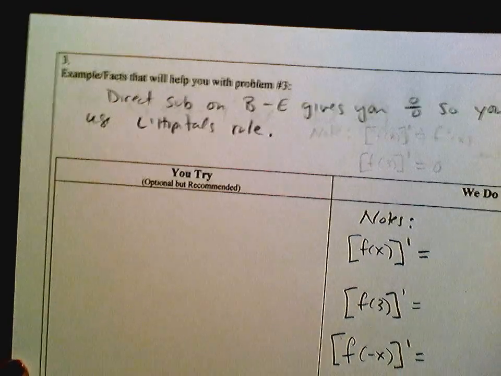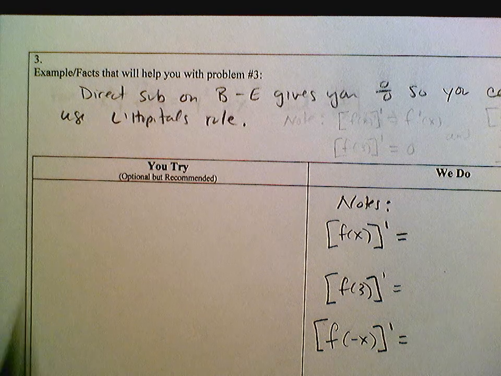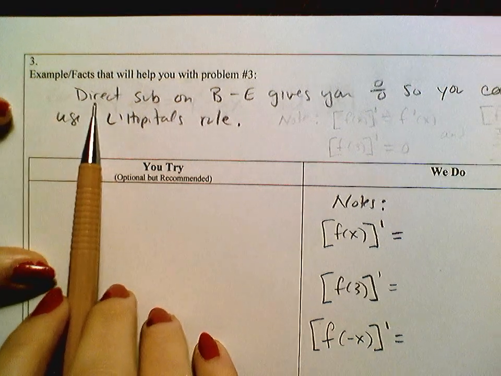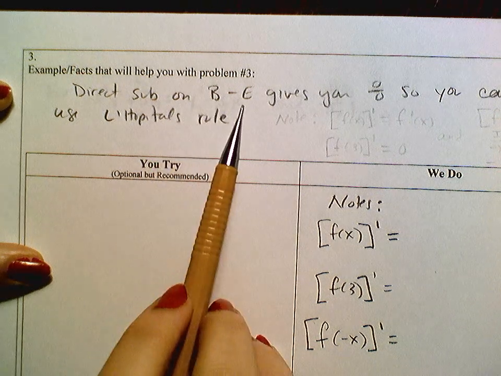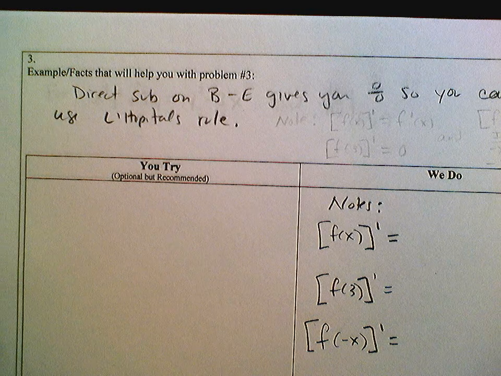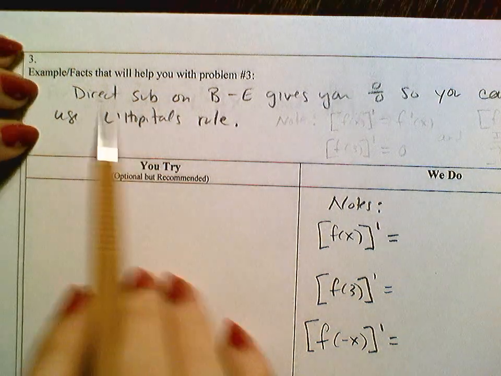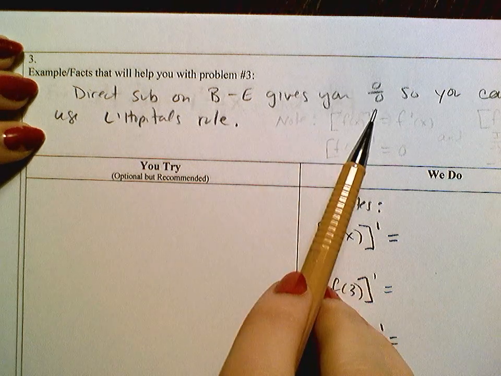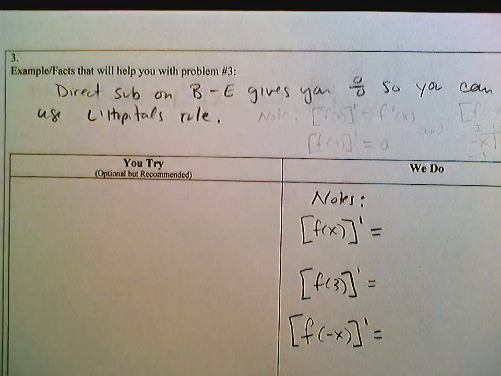Now, here I'm just going to tell you some facts that will help. So write this down for your notes for when you're redoing this. Direct substitution you can do on B through E. And that would give you, well, you could do it on all of them. Direct substitution on the first one gives you 0. Direct substitution on B through E gives you 0 over 0. So you can use L'Hopital's rule. Write that down for yourself.